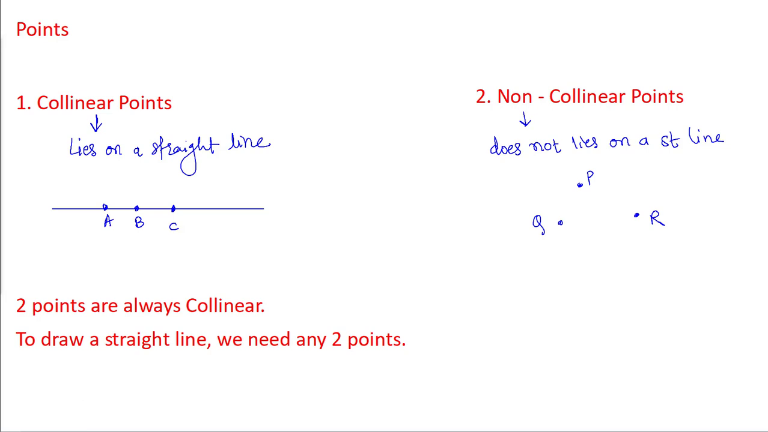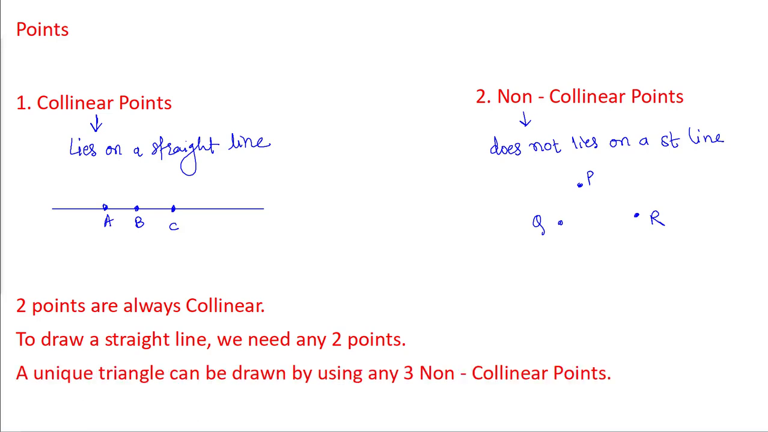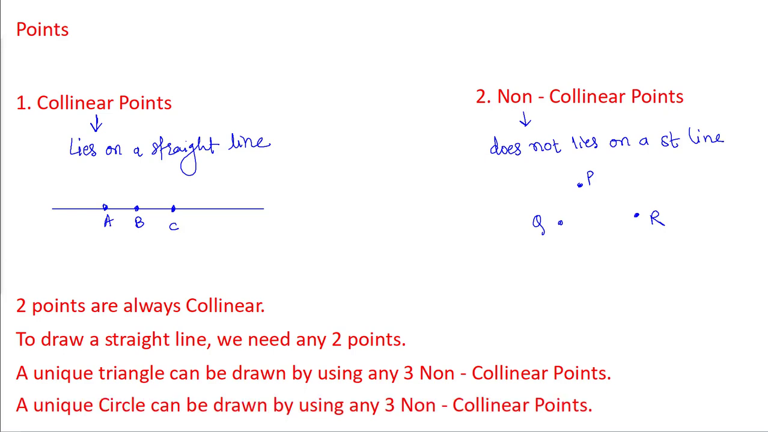After that, a unique triangle can be drawn by using 3 non-collinear points, and a unique circle can be drawn by using any 3 non-collinear points. From 3 non-collinear points we can draw a triangle, and a unique circle can be drawn by using any triplet of 3 non-collinear points. So this is about points.